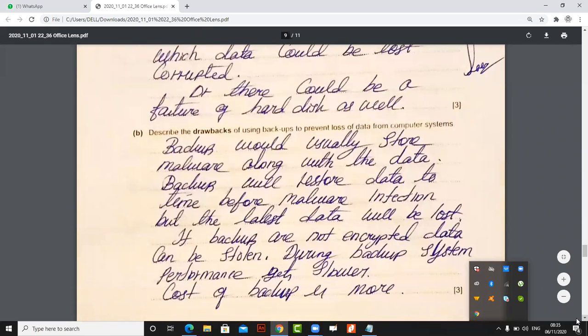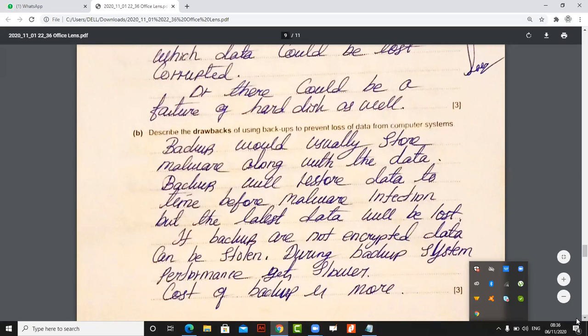Describe the drawbacks of using backups to prevent loss of data from computer systems. Question है कि discuss the drawbacks of using backup. Backup के क्या नुकसान हो सकते हैं? नुकसान मतलब कि while we are taking the backup, there could be something wrong. पहली बात तो ये कि when we are taking backup और अगर उस files के अंदर कोई malware है, the malware will be transferred to the device, the second device or the third device where you're transferring the data. वहाँ मसला आ सकता है. So you have to make sure backups have to be done at a particular point.